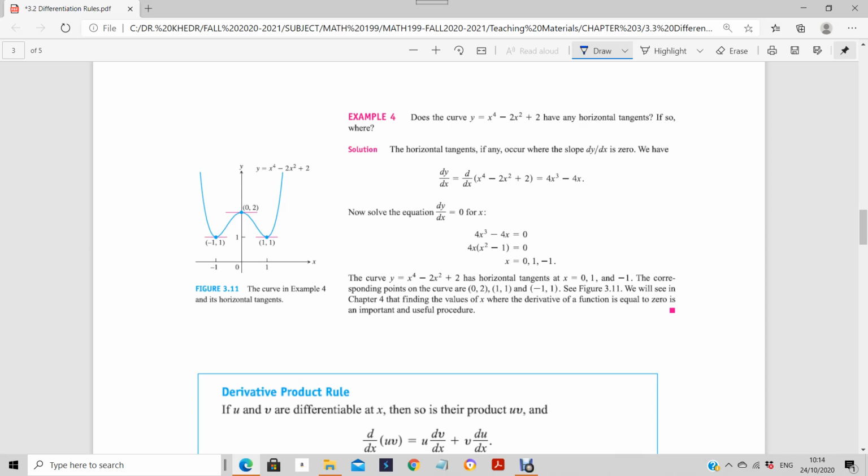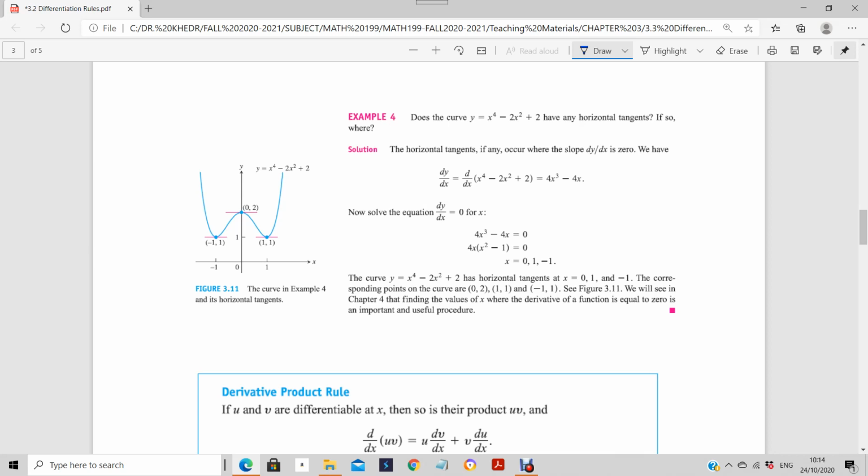So we will say that the slope of the tangent line will be 0 at three different values of x, which are 0 and 1 and minus 1. Hence, at these values of x, there are three horizontal tangent lines to the curve of the function.